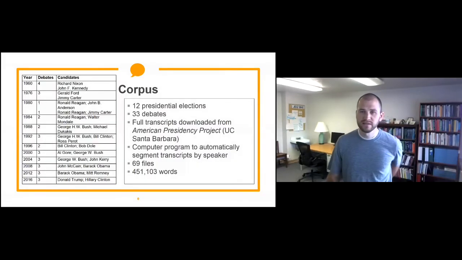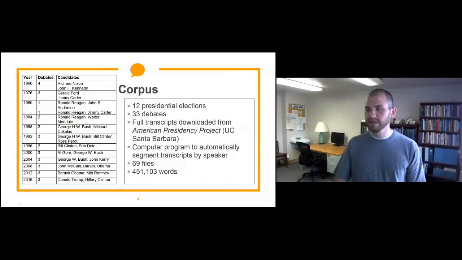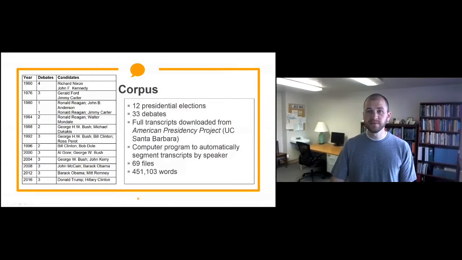The corpus, we call the presidential debates corpus. It has the transcripts of every candidate who participated in a general election debate from 1960 to 2016. 12 presidential elections, 33 separate debates. These full transcripts came from the American Presidency Project. Created a computer program to segment all of these transcripts by speaker so that we have separate files, one for each speaker from each debate, giving us 69 files total, or about 450,000 words.